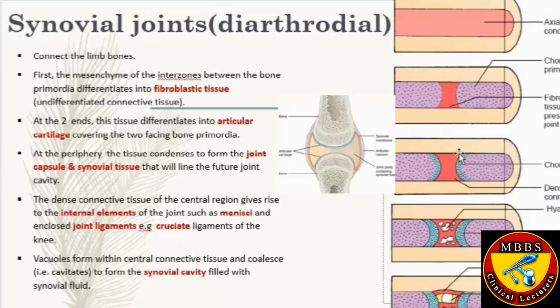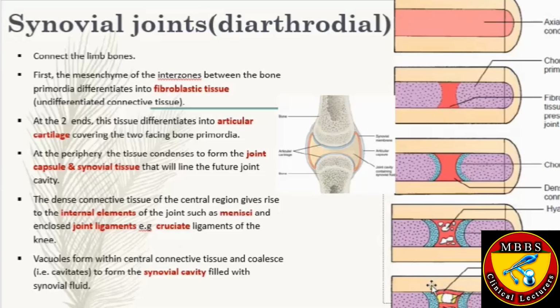Now, the area of the interzone, which is immediately in contact with the bony ends, will differentiate into articular cartilage. The central part of the interzone will form different structures related to the joint, while at the periphery of the interzone, the joint capsule and synovial membranes are formed. As you can see in this adult structure, the joint capsule lies outside and internally it is lined by synovial membrane.